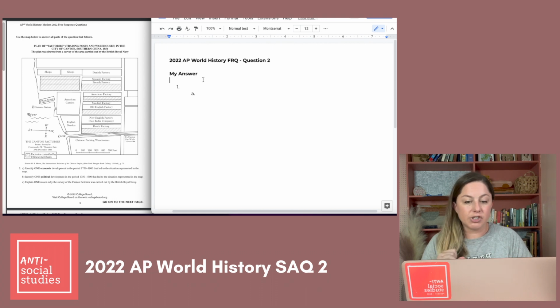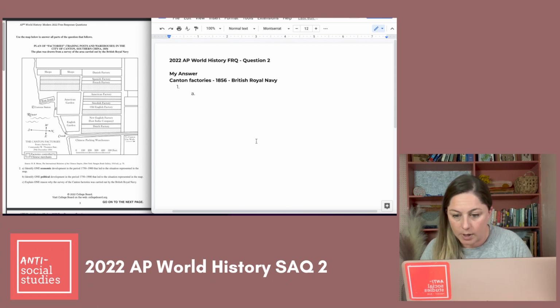I'm just jotting down some notes to keep myself focused. This is basically Canton factories, 1856, British Royal Navy. Those are the three big ideas of what I'm looking at here. Now I'm going to go into the map to get an idea of what situation we're mapping. I see Danish, Spanish, French, American, Swedish, English, Dutch, and then two Canton city walls.